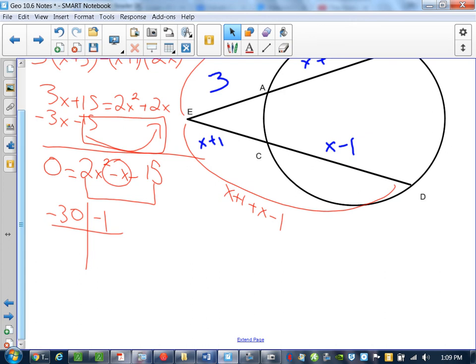Well, what are your factors of 30? 1 and 30, 2 and 15, 3 and 10, 5 and 6. Which combination of those two plus minuses gets me to a negative 1? The 5 and 6. One of those has to be negative. Which one?